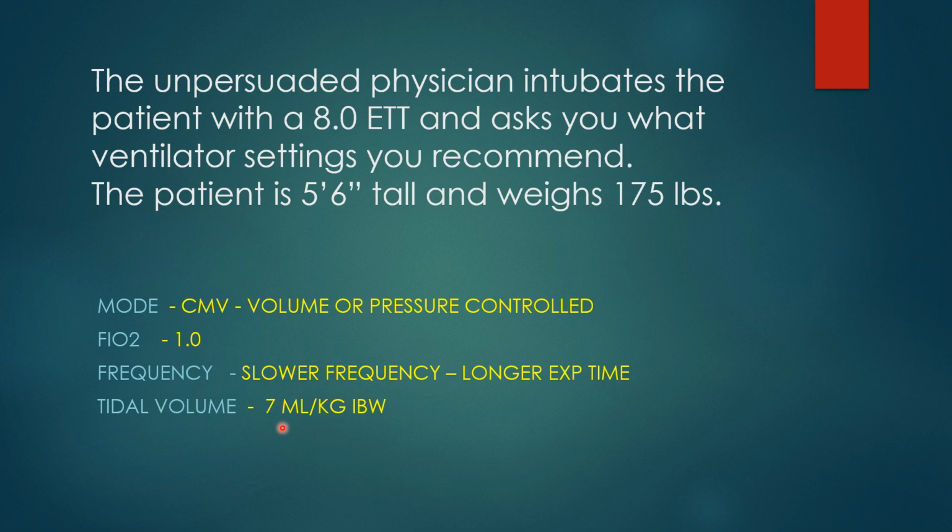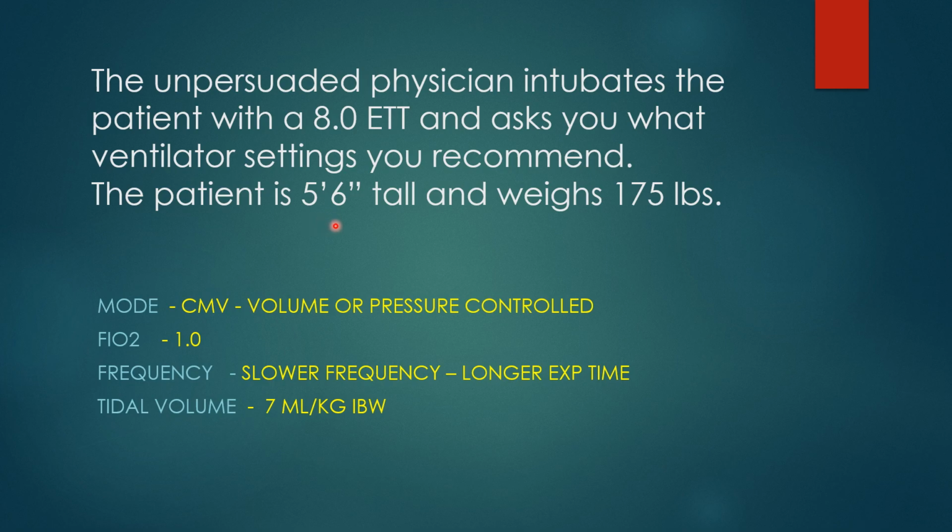7 mLs per kilogram. But we don't know what his ideal body weight is. We're going to have to do some math, right? Remember, he's 5'6" and he weighs 175 pounds. So we're not going to use 175 pounds. And when you take exams, this is kind of a trick. If you tell him how much the patient actually weighs, we don't give him a tidal volume based on how much he weighs. We base our tidal volume on how much he should weigh, or his predicted body weight. And so we have to base that on the patient's gender and height.